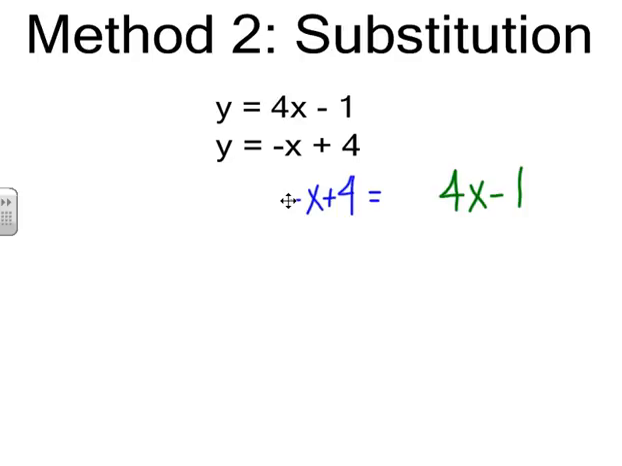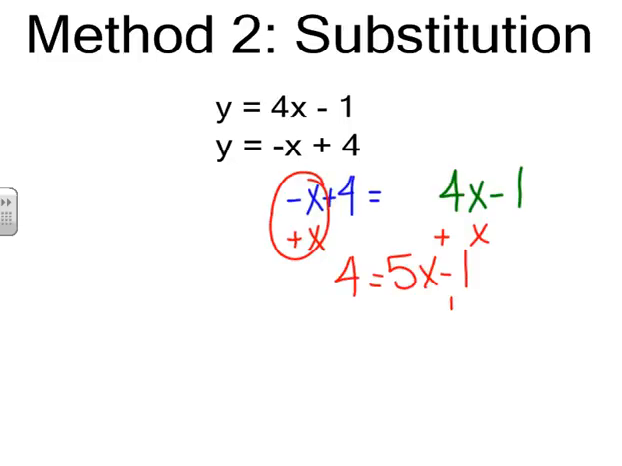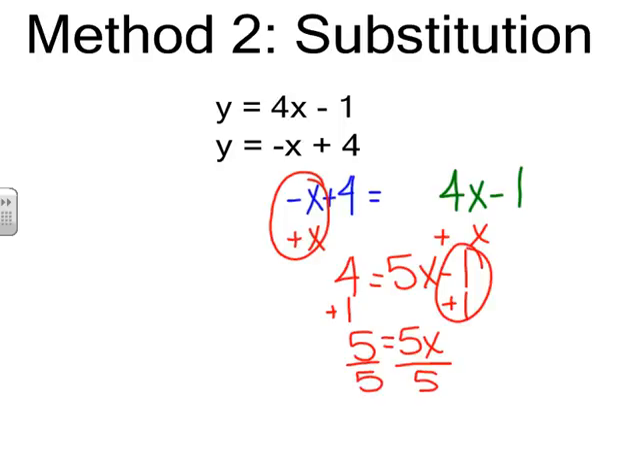And I can solve that using algebra just like we have earlier in the year. So add x to each side. 4 equals 5x minus 1. Add 1 to get 5 equals 5x. And then when you divide by 5 on each side, you get 1 equals x. Now this is only half of your answer. The other half of your answer is to find out what y is equal to.